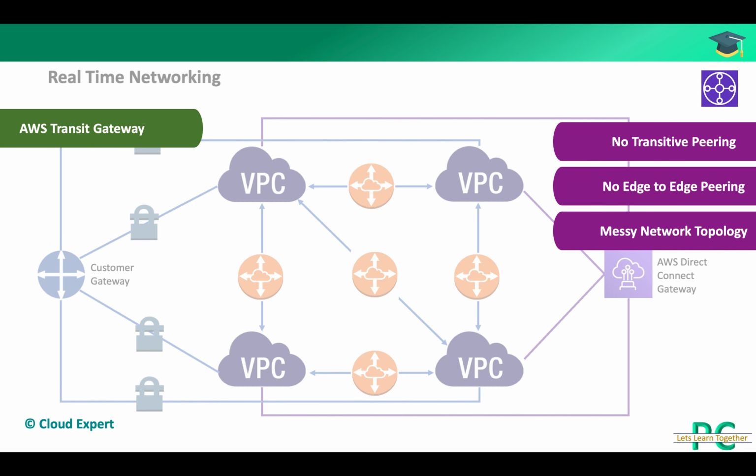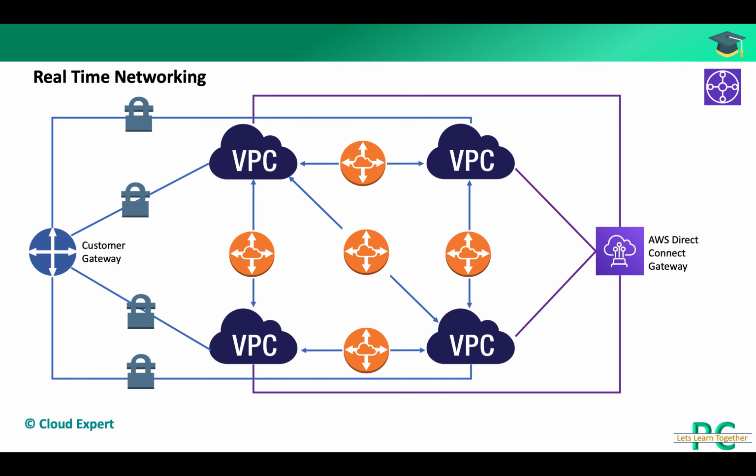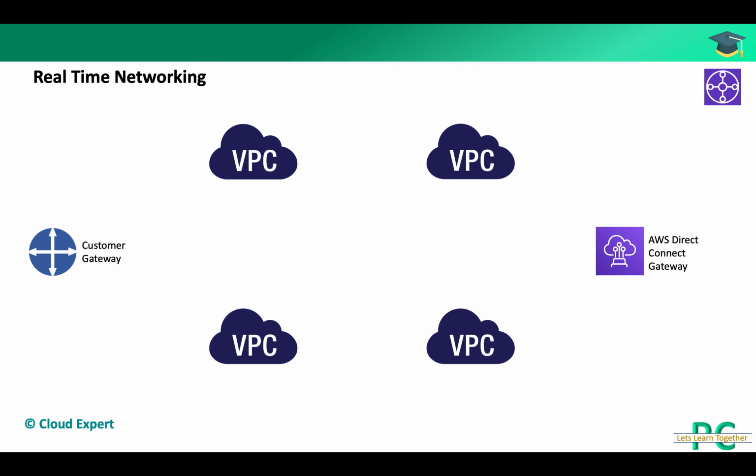That is why AWS came up with Transit Gateway. And now let's see how Transit Gateway will resolve your problems one by one. Now, this was your previous network topology with all the 4 VPCs. And for the time being, let's remove all the connections and keep only the components. Now let's see how a transit gateway will solve the nightmare.